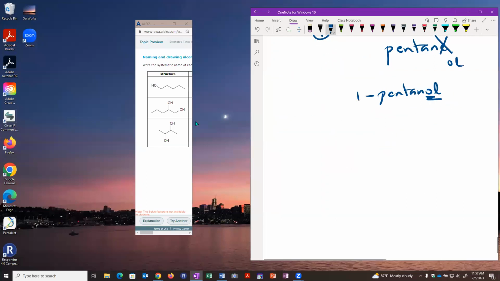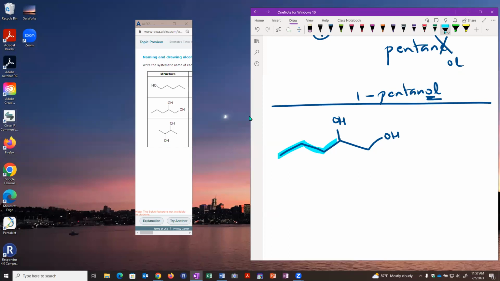If we take a look at, let's do the second one. So we have 1, 2, 3. We have an OH over here, and we have an OH over there. All right, so again, in this case, our longest carbon chain is across the middle. Okay, so that's where the carbon chain starts and ends.